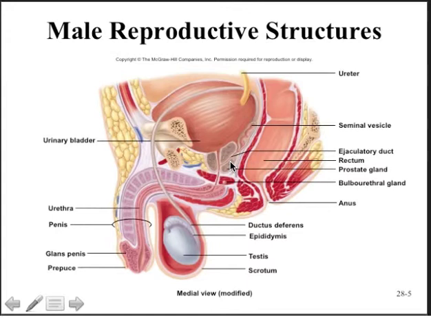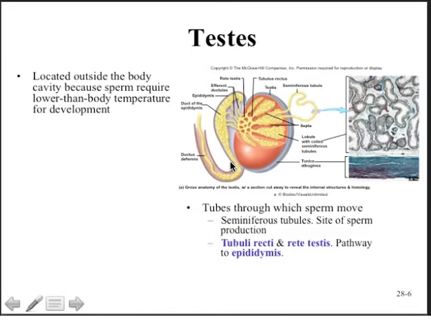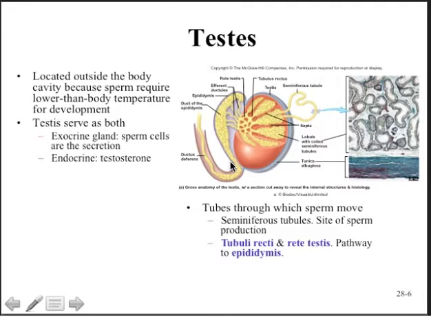Remember that one of the reasons we worry about cancer in the reproductive organs is because of the proximity to the inguinal lymph nodes and capillaries, allowing a path for metastatic tissue to move throughout the body. The testes are located outside the body cavity because sperm require lower than body temperature for development. The testes are also exocrine glands. They generate sperm cells as part of the seminal secretion, but they also generate testosterone, which modulates male secondary sex characteristics and also has an effect on the rate of sperm production.